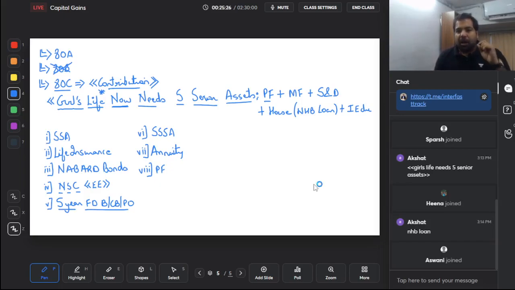Same way, guys, a provident fund account is like a bank account where you put money, your employer puts money, and that account is to be used for retirement purposes. So you don't have to touch it very early. No, you don't have to touch it very early. It's mainly for retirement purposes. This is called provident fund account.